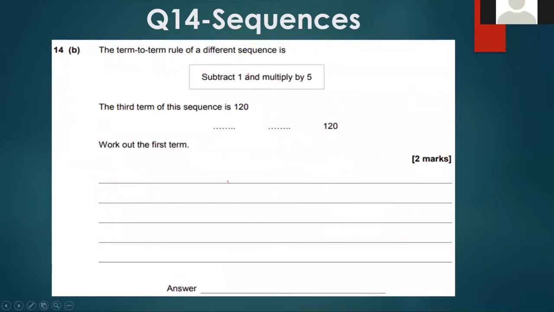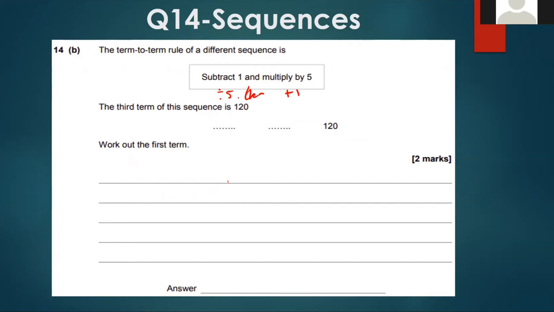Question number 14b says the term-to-term rule of a different sequence is subtract 1 and multiply by 5. So if you're working backwards, the third term of the sequence is 120, work out the first term. If you're working backwards, you just do the opposite. What you need to do is divide by 5 and then add 1, because you're doing the opposite. But it's really important that you do it in this way. You don't subtract the 1 first and then divide by 5. Divide by 5 first, then add 1.